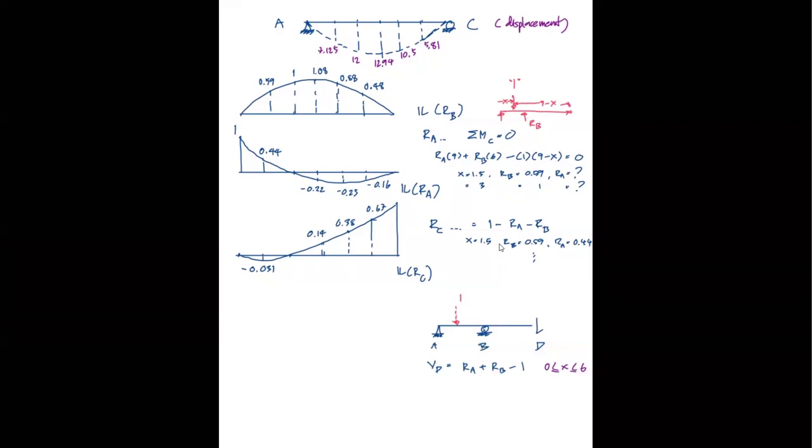Correct? But once this unit load leaves the free body diagram, well, the free body diagram still works, but the equation would change because you no longer have the unit load there. So your VD is going to be equal to RA plus RB.